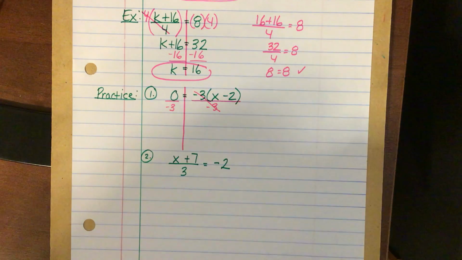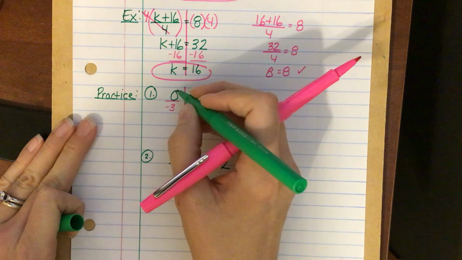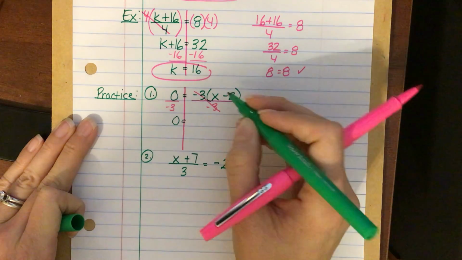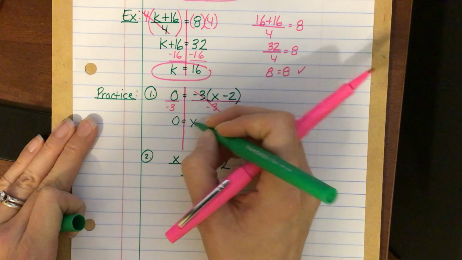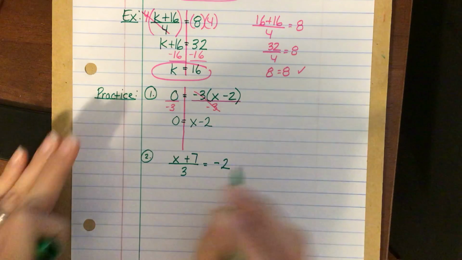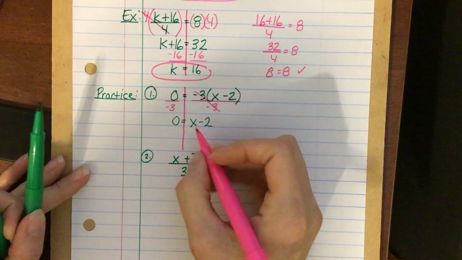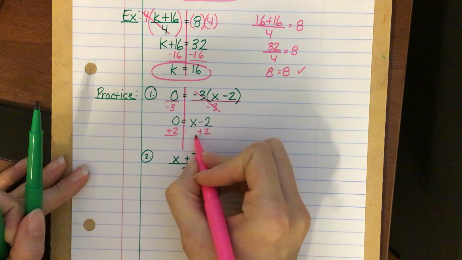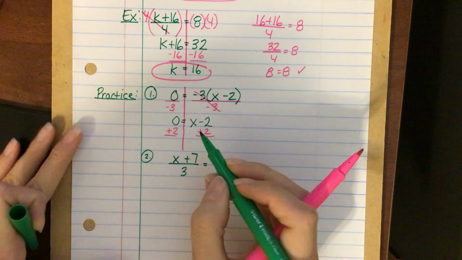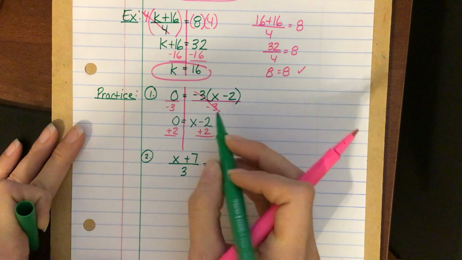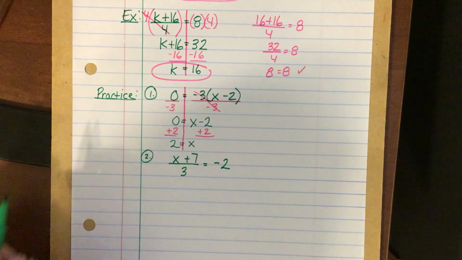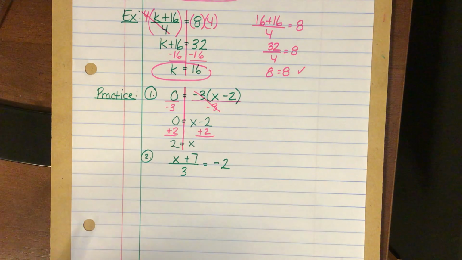So what we get, 0 divided by negative 3 is 0. And then the rest here is x minus 2. Well, the opposite of subtracting 2 is adding 2, so I will do that to both sides. And we'll see that this negative 2 plus 2 is 0, and we just get that x is equal to 2. Now, I don't want to just assume that I'm correct, because I am a human and I make mistakes.